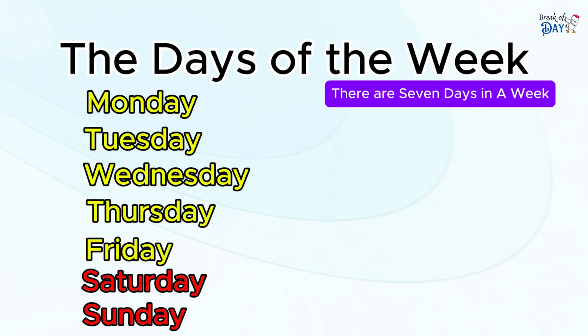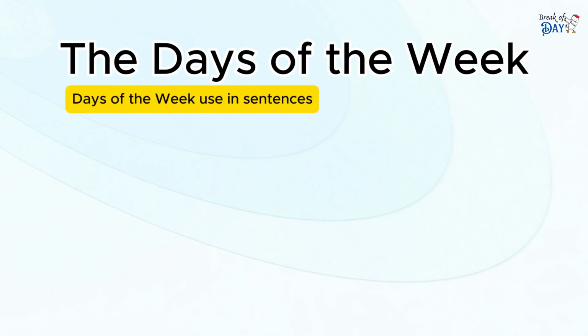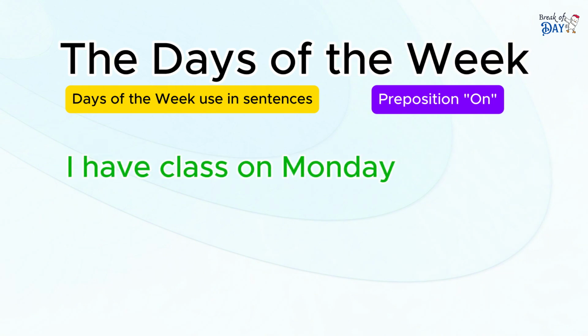Now that we know the names of the days, let's talk about how to use them in sentences. When we talk about a specific day, we use the word on. For example, if you want to talk about an event happening on Monday, you would say, I have class on Monday. Let's look at some more examples.